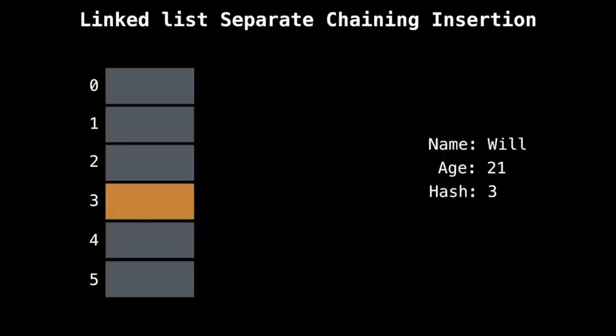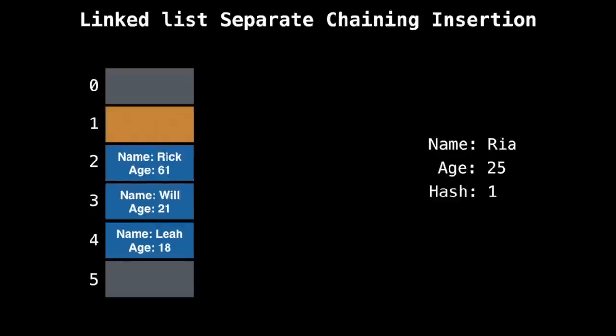Okay, so our first person is Will. His age is 21, and he hashed to 3. So we're going to put him in that slot 3. Leah, age 18, hashed to 4. Since she hashed to 4, we're going to put her at index 4. So the hash is a way to index into the array. Okay, Rick, age 61, hashed 2. We're going to put him there. And Ray, age 25, hash 1.